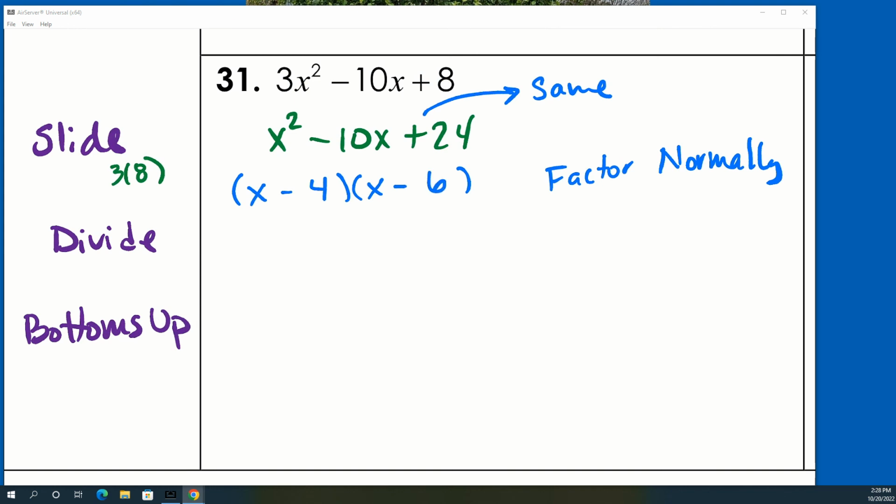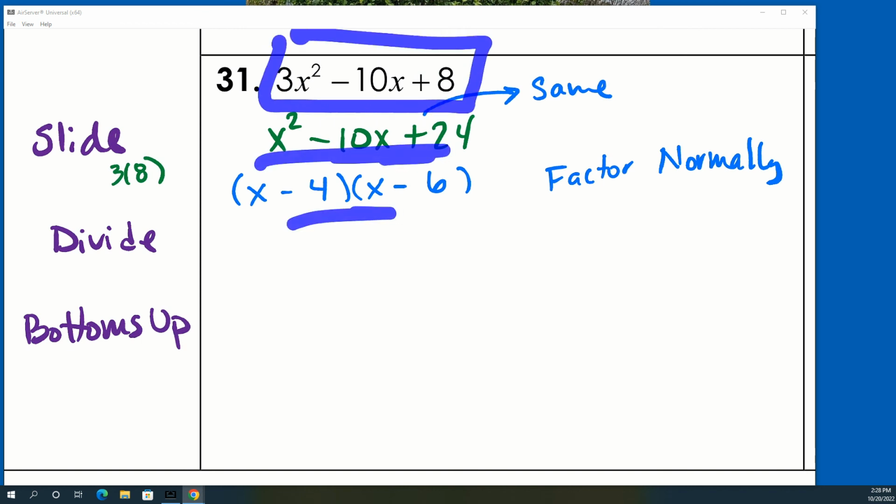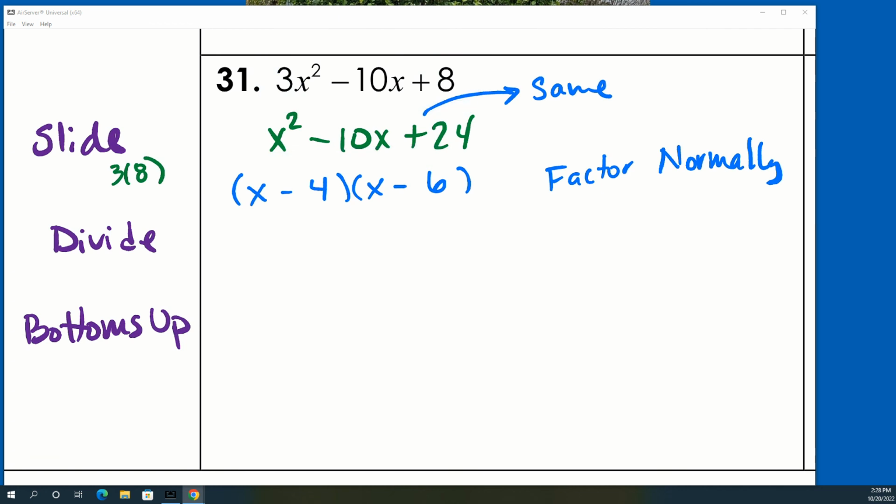Now we're not done. This is how you factor this one. We need to factor this one. So now we have to do the divide step. Do you guys remember what you divide by? 3. So you divide by whatever you did the slide step with.